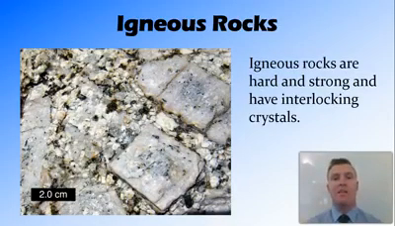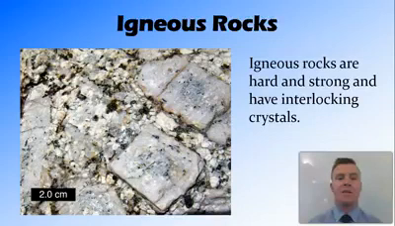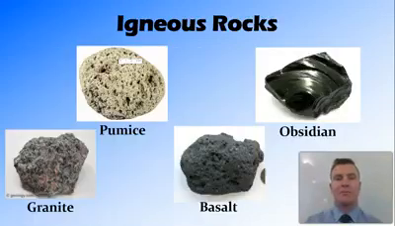Some of the properties of igneous rocks are that they're strong and hard, and more importantly they have interlocking crystals. The reason they have interlocking crystals is because when that molten rock cooled and the crystals grew, these crystals formed. So because it all formed at the same time, these crystals interlock with each other. Some examples of igneous rocks include pumice, basalt, obsidian and granite. And the thing that matters here is the minerals that are in that molten rock when it cools, as well as how quickly that molten rock cools.